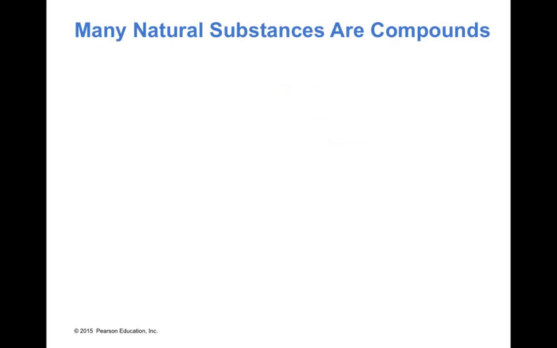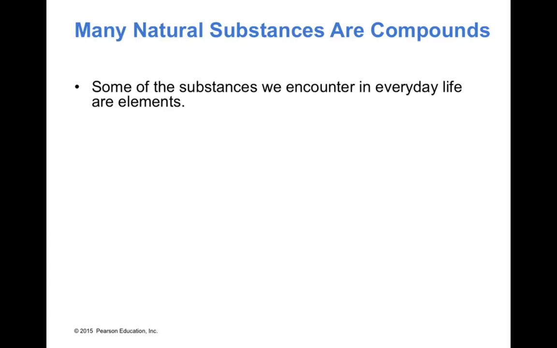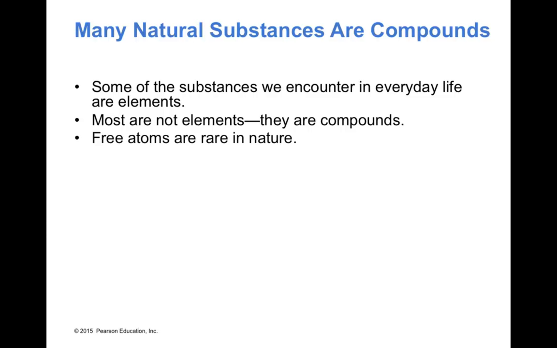Now, many natural substances are compounds. Some of the substances we encounter in everyday life are elements, but most are not elements. They are compounds. Free atoms are very rare in nature. You can't find a lot of atoms by themselves going around. They are basically all combined to produce those compounds.